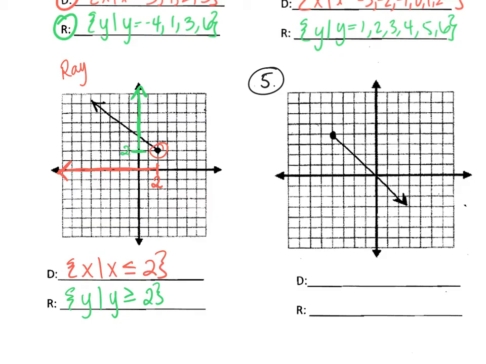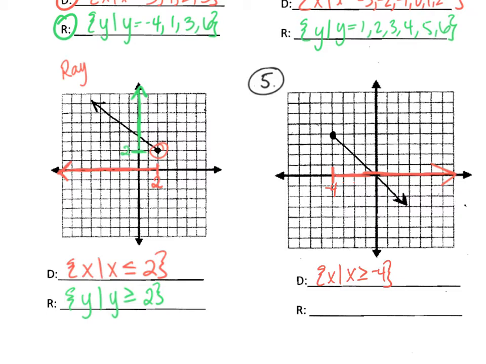So let's do this one together. The domain is from here up. Those are the x values, and that's -4. So x such that x is greater than or equal to -4. Greater than or equal to, because it's a solid dot.